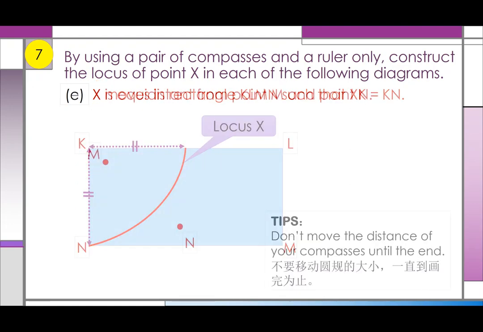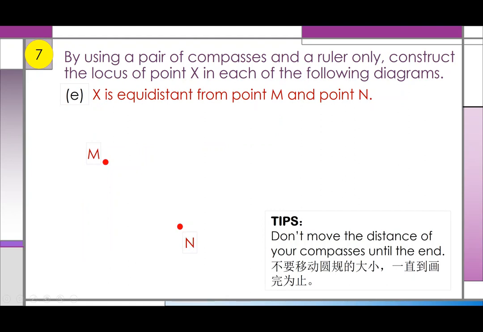Question 7. Okay, X is equidistant from point M and point N. Okay, tips, remember, don't move the distance of your compasses until the end, remember. So, we start. I want to find the equidistance, so I use a compasses. Okay, now your length, you open your compasses with this distance. So, don't move your compasses. So, make another point, another curve. Okay, make another with this point up and down. So now you just draw a straight line. So this is the perpendicular bisector. So this is locus X. Remember, 2 points, you must find the middle of the points and draw a perpendicular bisector.